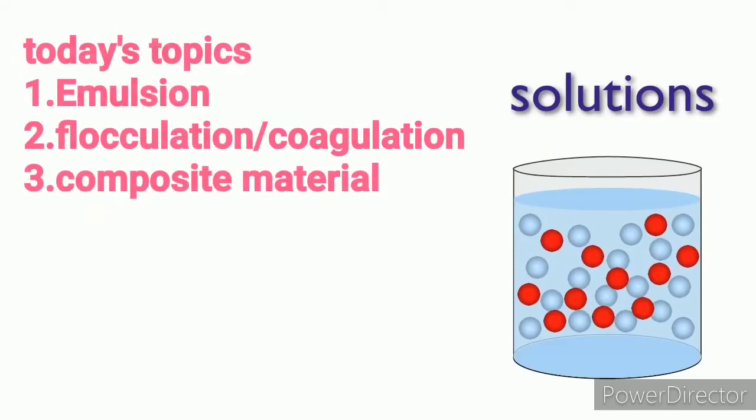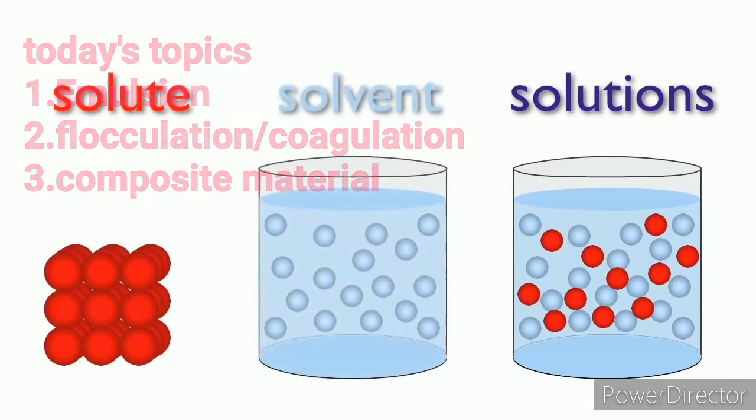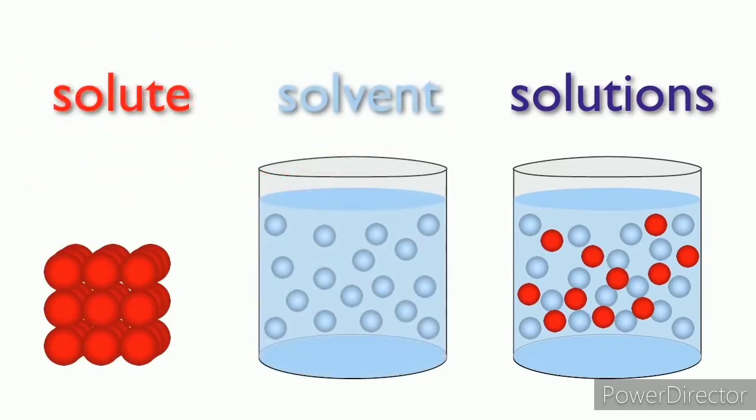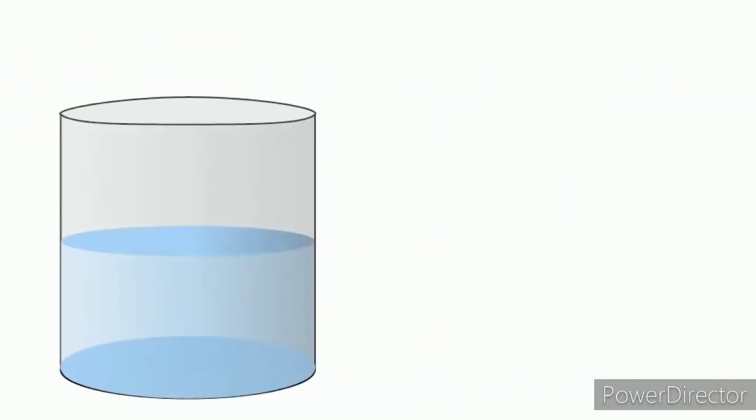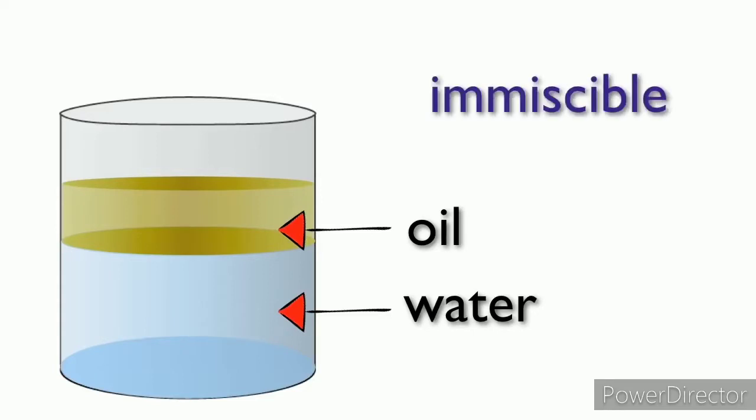Hey student, a solution involves a solid dissolving in a solvent, right? So some substances associate with each other, but sometimes substances do not associate with each other. That's going to be your oil and water. When you add oil and water together, you can see distinct layers. That's going to be your immiscible.